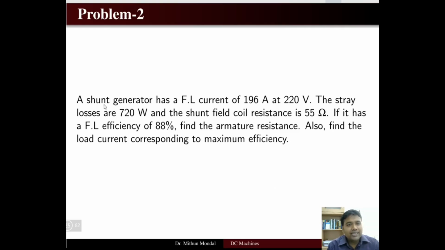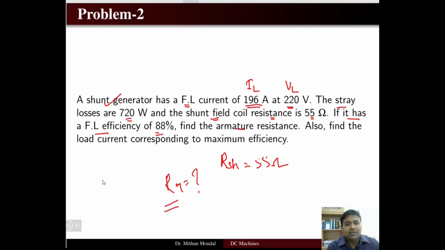So problem number 2, you have a shunt generator. Its full load current is given to be 196 ampere at 220 volt. So this is again the line current and this is the line voltage. The stray losses are 720 watt and the shunt field copper resistance is given to be 55 ohms. So you have been given the RSH value as 55 ohms. If it has a full load efficiency of 88%, find the armature resistance. So what is the armature resistance of the DC shunt generator when the efficiency is 88%? Also find the load current corresponding to maximum efficiency. So what is the load current when your efficiency is at maximum condition?